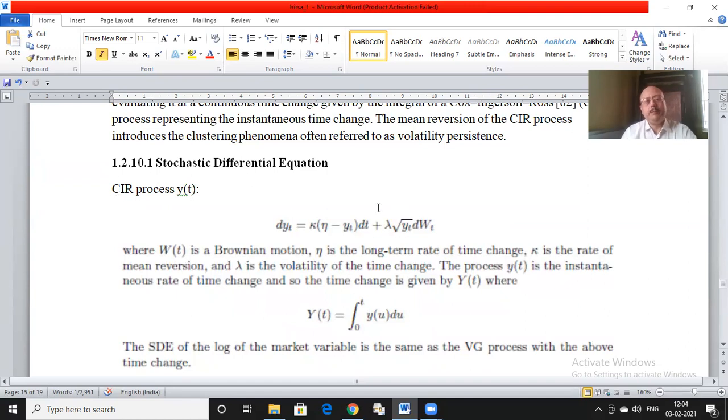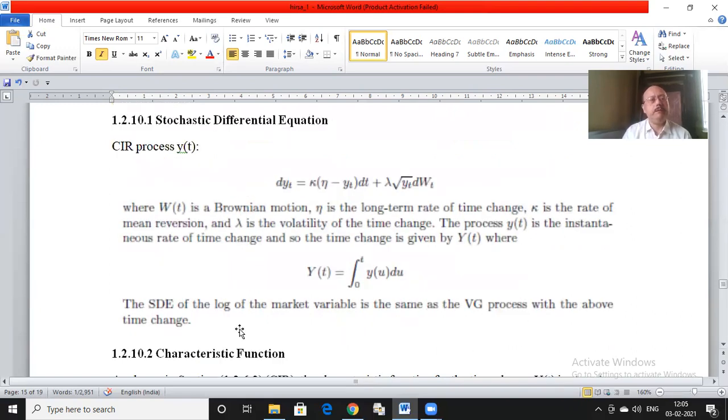Okay. So the CIR process, let's recall that if y_t has the CIR process, then the generating equation will be dy_t = kappa (eta - y) dt + lambda square root y dW. So this is the mean reversion and this is the prevention of negative values. That's our CIR. And CIR is supposed to be the instantaneous time change. So the time change process will be given by an integral of the CIR process. The time change will be given by capital Y, where capital Y is the integral of y from 0 to t.